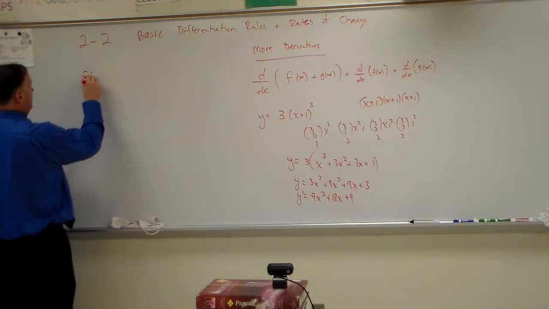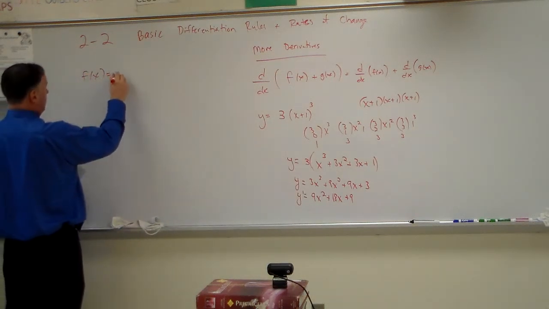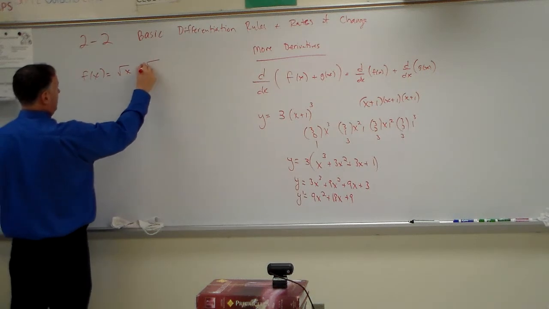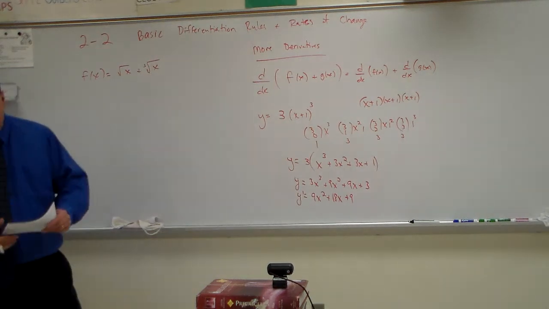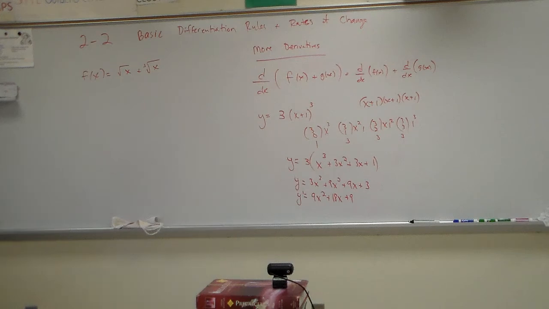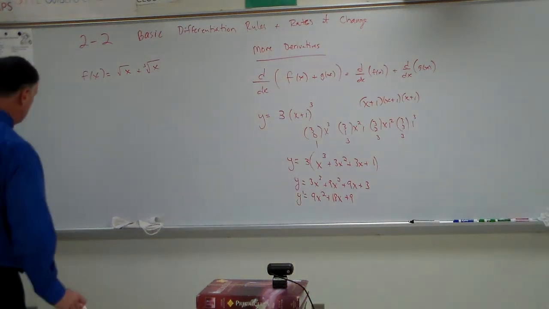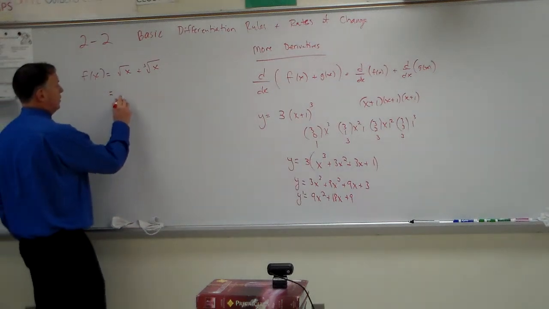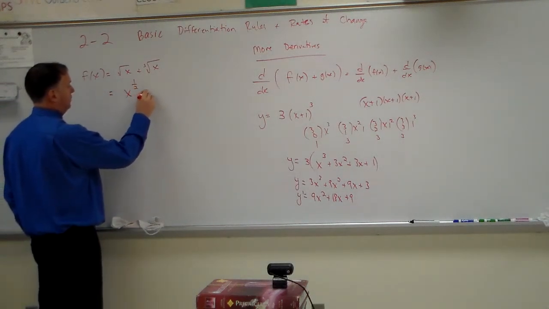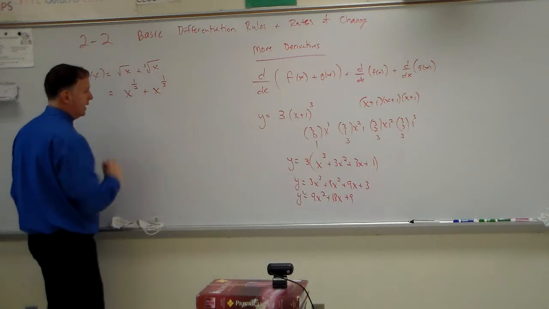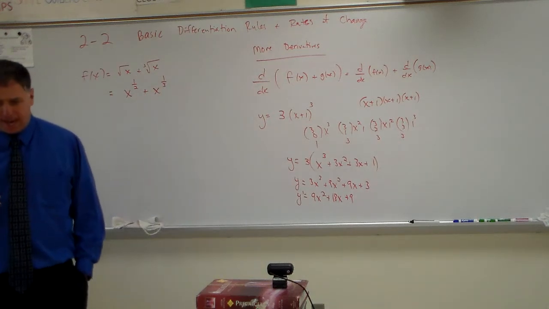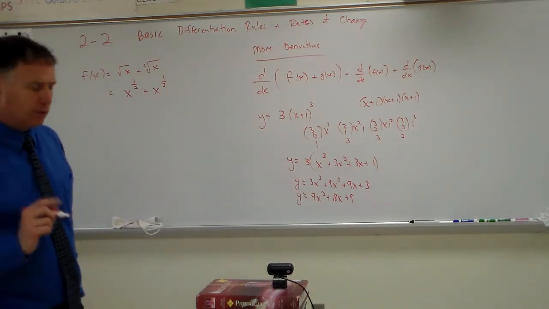Let's say I had x equals root x plus the cube root of x. When I see these, I change them into fractional exponents. So this would be x to the 1/2 plus x to the 1/3. And again, I didn't do anything yet. All I did was rewrite them. Now I have to do the work.